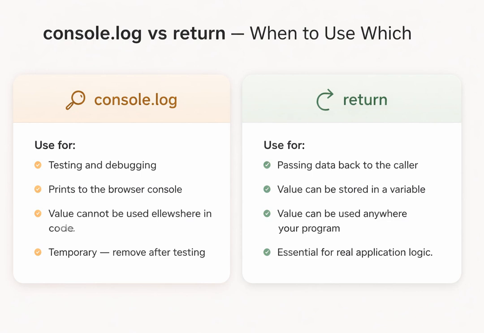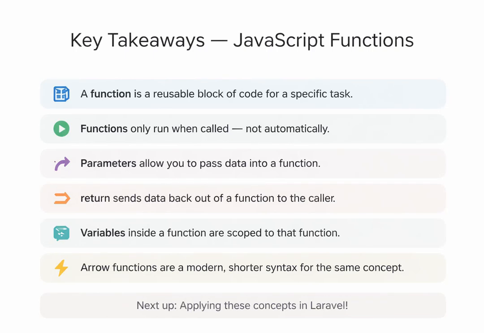In real applications, return is what you'll use most of the time. Let's quickly recap the key ideas from this session. 1. A function is a reusable block of code designed to perform a specific task. 2. Functions do not run automatically, they only execute when you call them. 3. Parameters let you pass data into a function, making it flexible and reusable with different inputs.